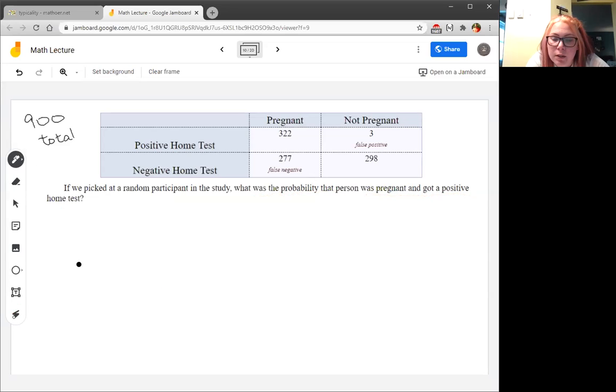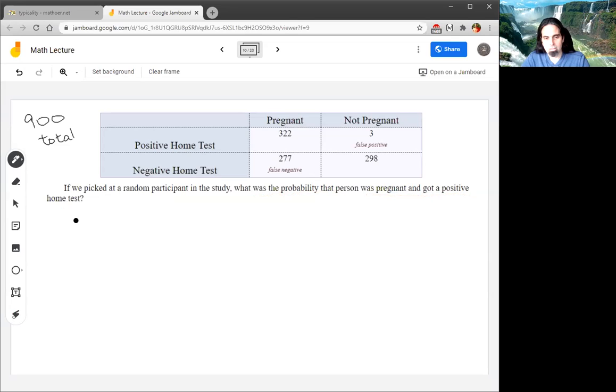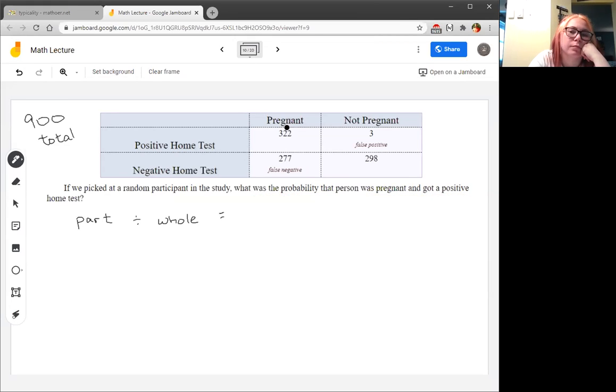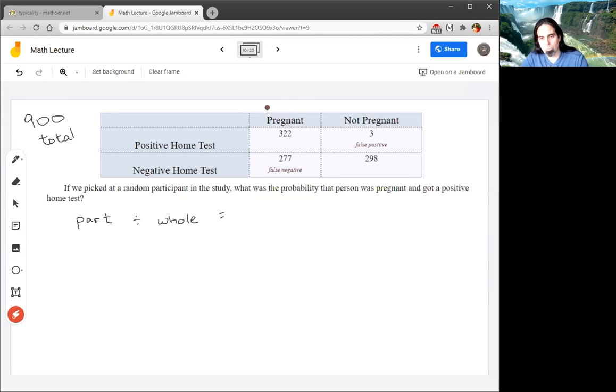So it would be the 322, wouldn't it? We're doing part divided by whole. So 322 were pregnant and had the positive home test. And the whole is the 900. So whatever that is, about 36%.